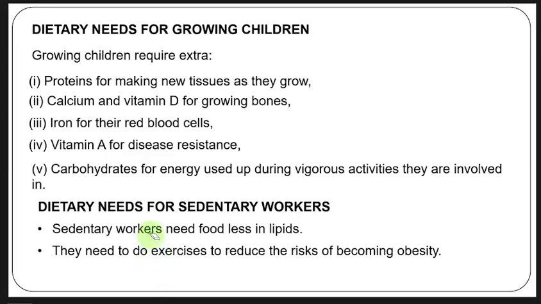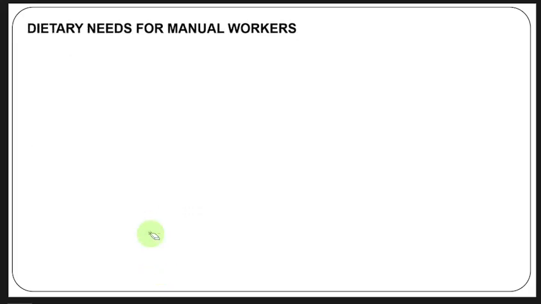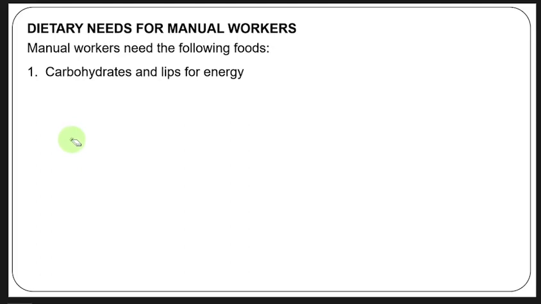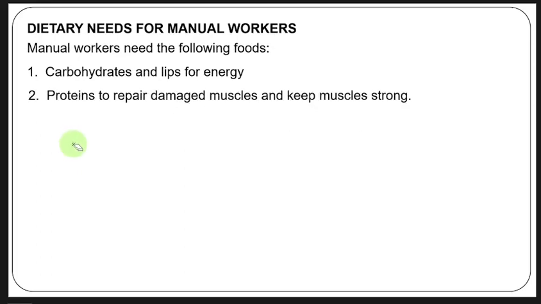So let's look at the dietary needs for manual workers. We are saying manual workers need the following foods: carbohydrates and lipids for energy. Then they also need proteins to repair damaged muscles and keep muscles strong.